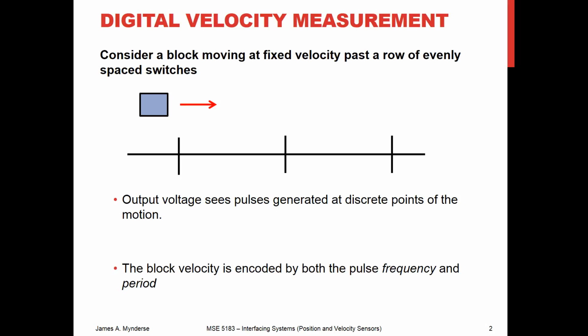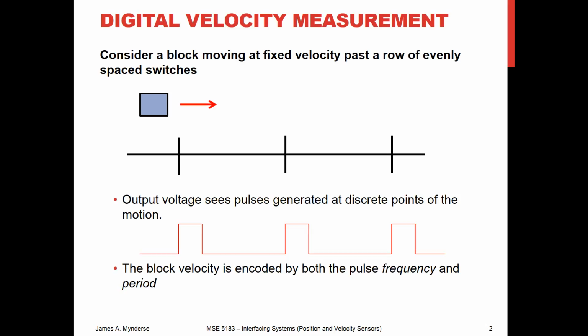So as the block moves from left to right, it's going to trigger the switches one after the other. And so it might generate pulses kind of like this. At the first switch, it triggers until the block leaves, and then it goes low again, and then the second switch, it triggers until the block leaves, and then it goes low again, and repeats for the third. And so now we've got the velocity and the position of the block encoded by these pulses.